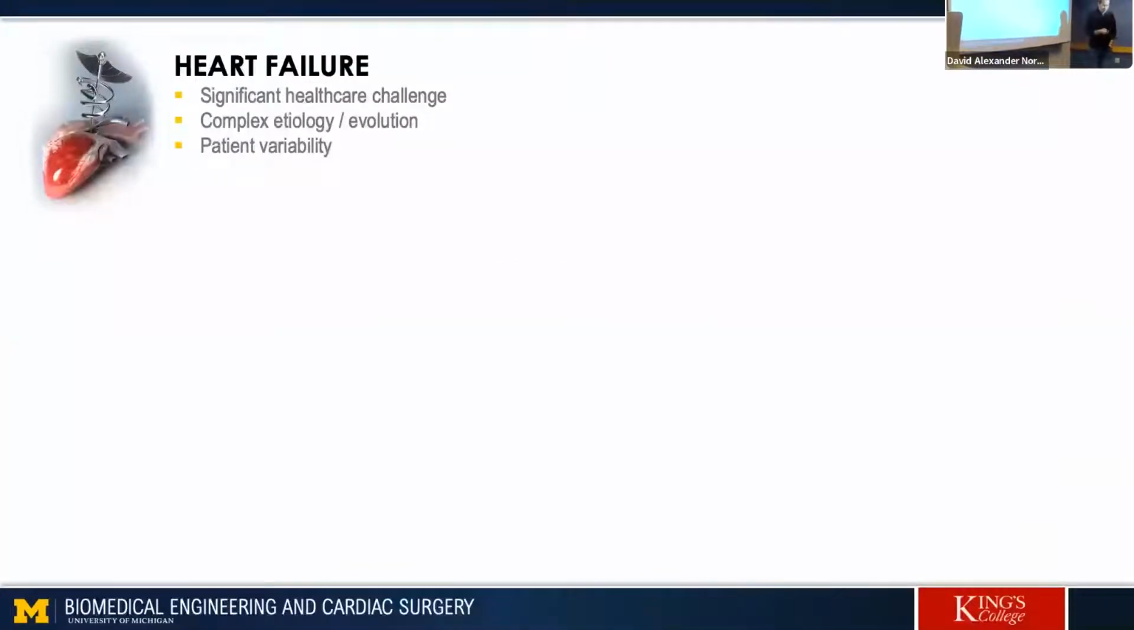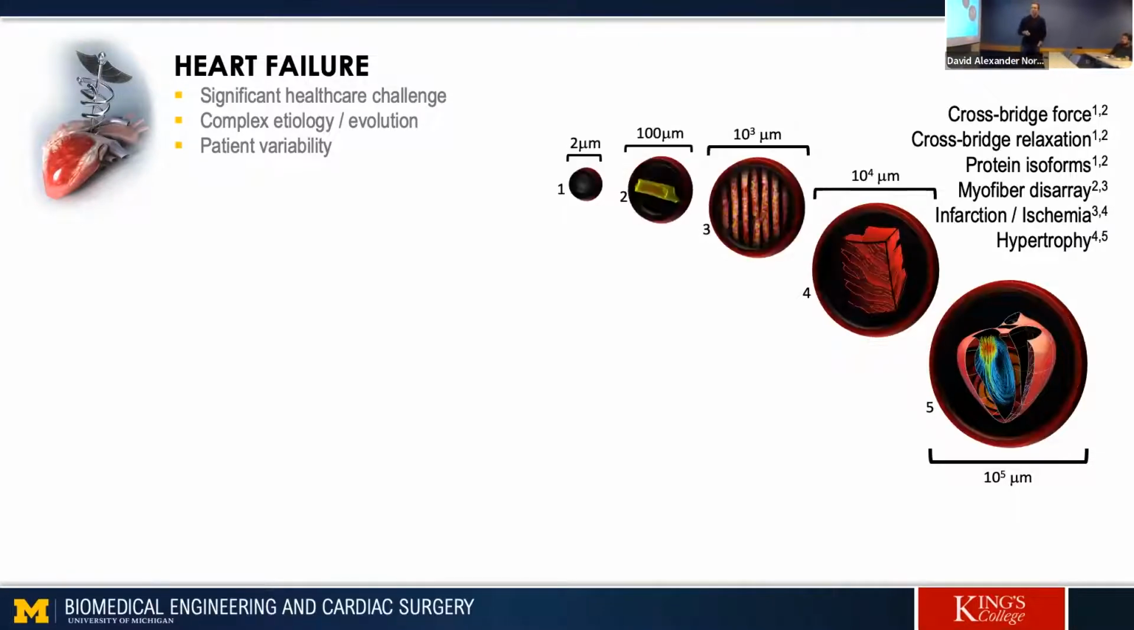Our lab is really interested in studying heart failure. This is a big clinical challenge. Part of the challenge with heart failure is that the disease is really complex. The etiology of disease is very variable, and the disease spans multiple scales. You can see features of disease all the way down at the level of sarcomeres, the main units that cause your heart to contract, all the way up to the whole organ, with changes in the shape of the heart and how it functions.